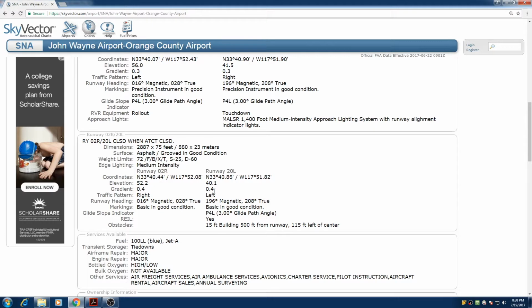We have chosen runway 20 left for our takeoff. So we have here about 0.4 degree upslope on that runway. We know as a rule of thumb that each 1 degree of slope is 1%. So 0.4 degree is 4%, right? So let's do that together.